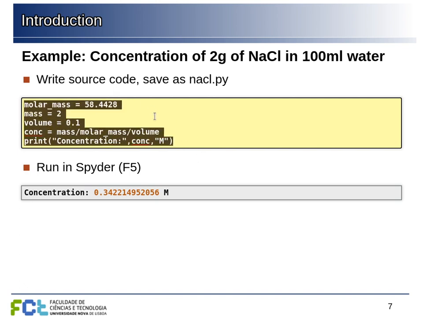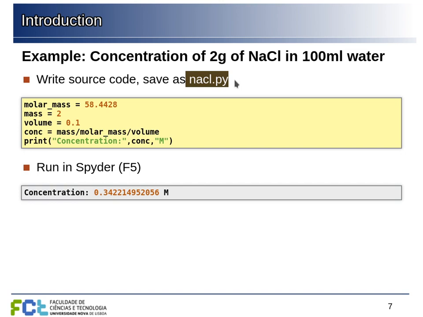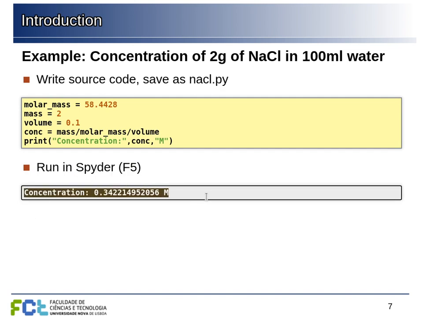So you can write this on the editor and save as a Python script, in this case nacl.py, for example. You can choose whatever name you want, but you should always keep this extension .py to indicate it's a Python file. And you can then run this script pressing F5 or the play button in Spyder, and you will see this appear on the console.